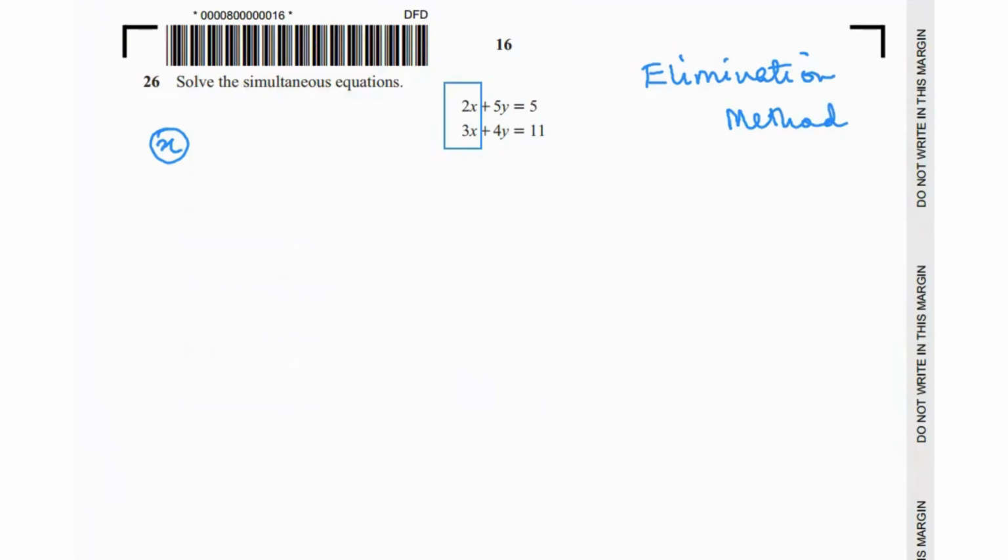So as we can see, the coefficients are not equal. Hence, we need to make them equal. We can make them equal if we multiply the first equation by 3 and the second equation by 2. This way, both the numbers will be the same. And remember, you have to multiply the entire equation by this number, not just that specific term. So it's going to be 6x plus 15y equals 15. And then 6x plus 8y equals 22.